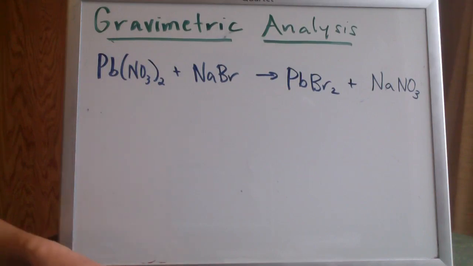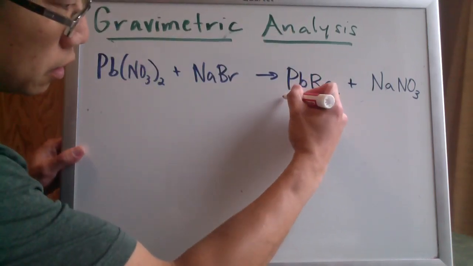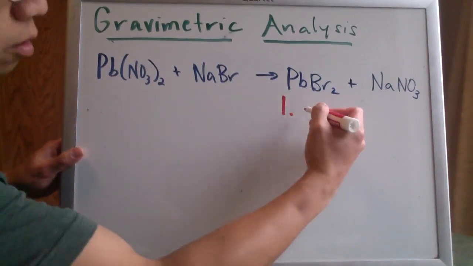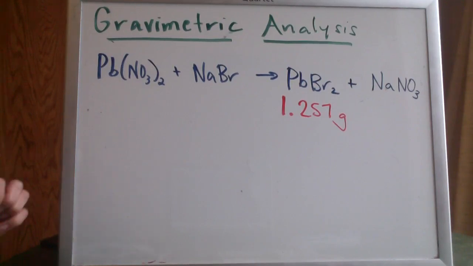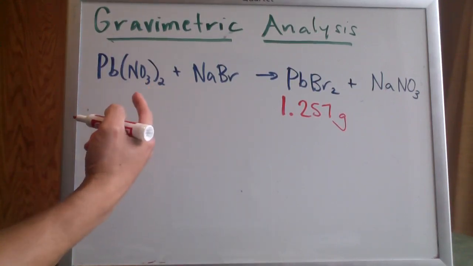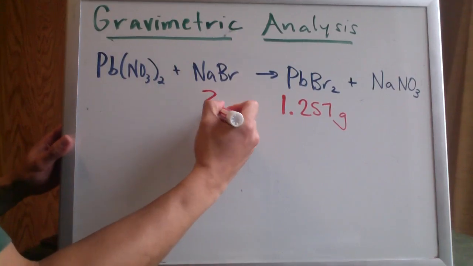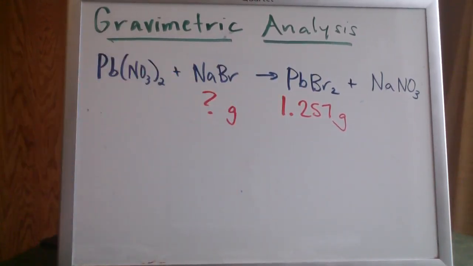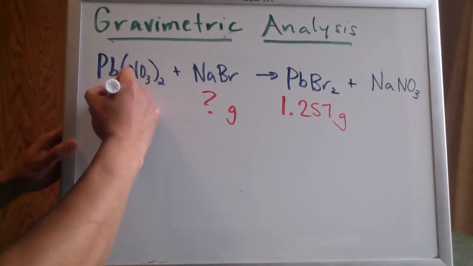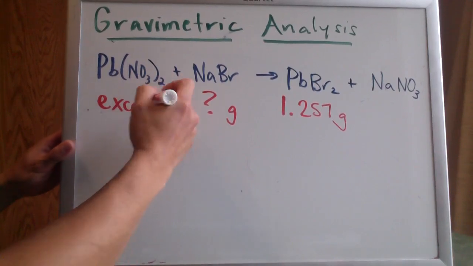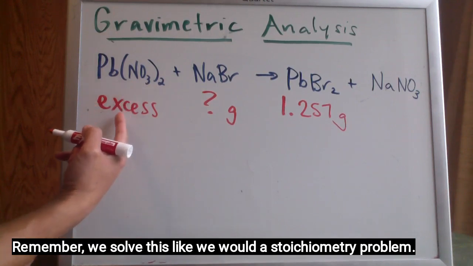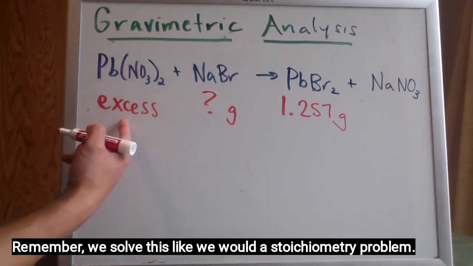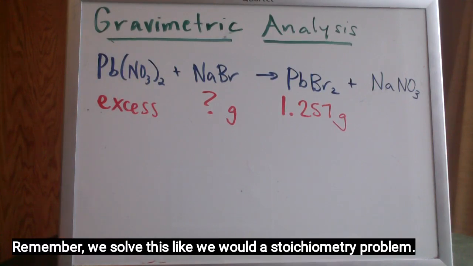And so the given amount that we're given, maybe hypothetically we did an experiment and collected 1.257 grams of PbBr2. And then the other piece of information is maybe we wanted to find how much sodium bromide we started off with, or how much we used. Maybe we don't know. And the other piece of information we need to know is that we needed to have an excess amount of one of the reactants. So if we wanted to find the sodium bromide, then we had to assume, or figure out, or calculate that we had an excess amount of lead(II) nitrate. So that's the setup that we have.